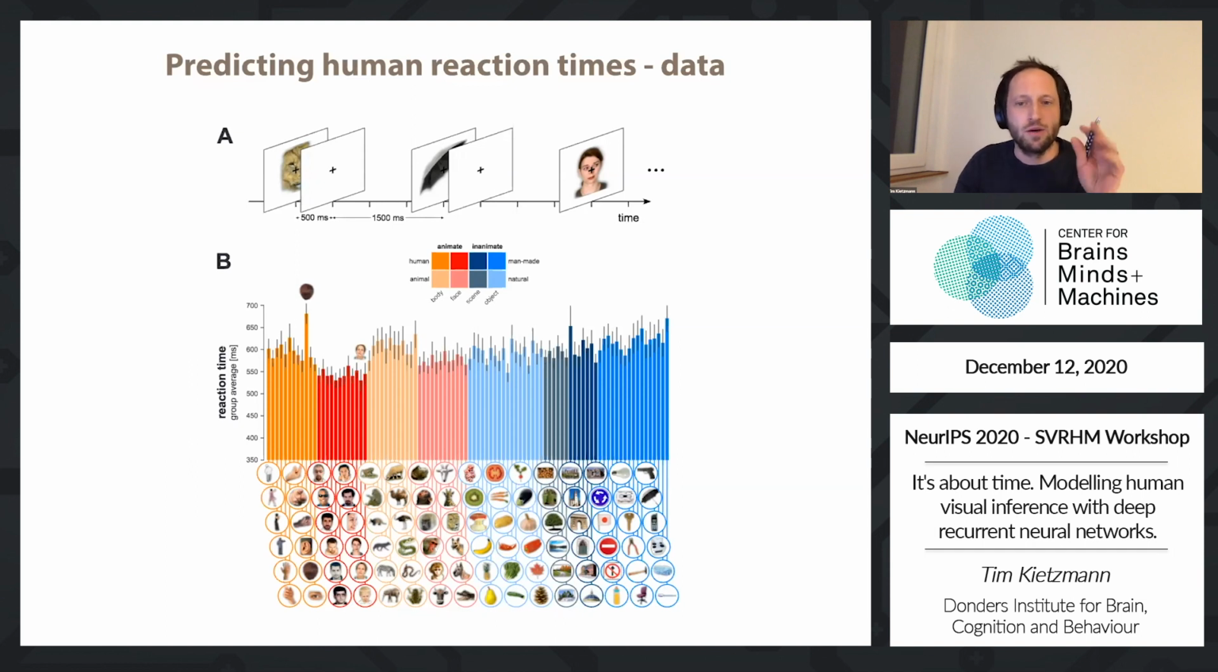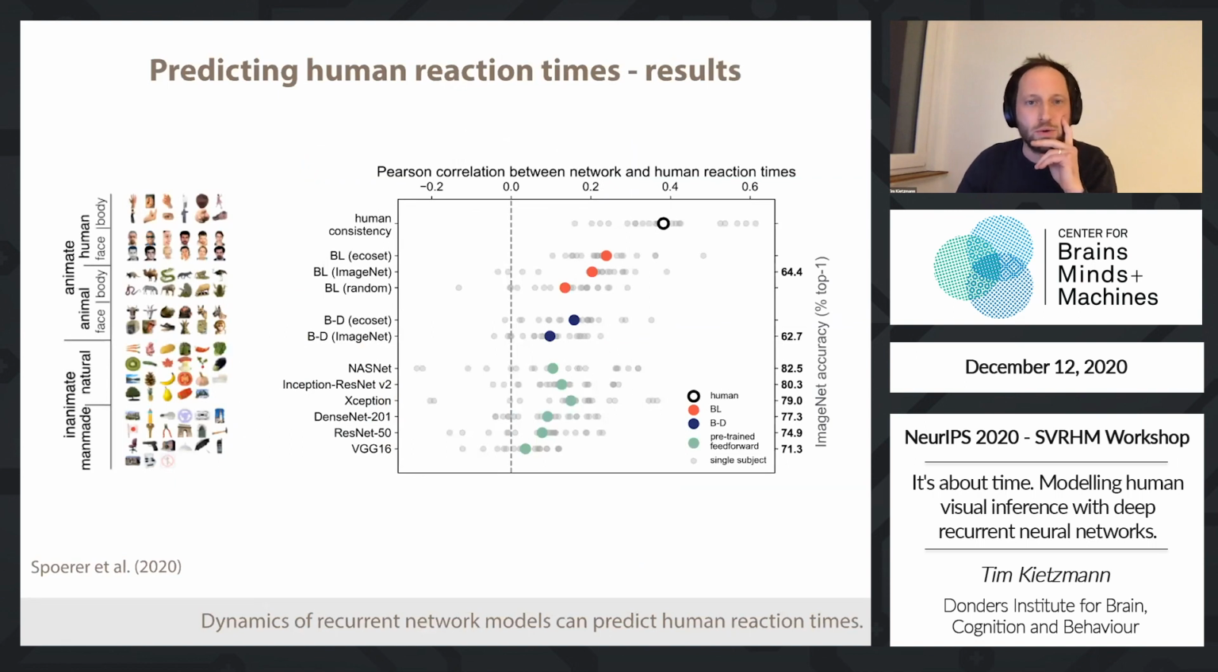Now we can ask, if we show these stimuli, and I should have said, this is a speeded animate classification task, which means you see an image and you need to say, is it animate or not, as fast as possible. Now we can train our models on the same task. We train them on ImageNet, and then we train a new readout that says, is it animate or not? We can now compare the model reaction times to human reaction times. This is what I'm showing you here. In the top row, you have how well human reaction time patterns correlate with human reaction time patterns. This we call human consistency.